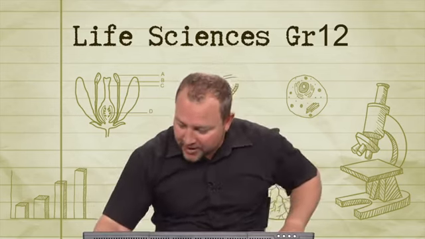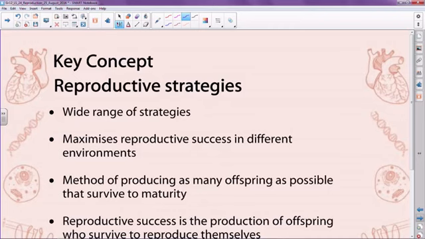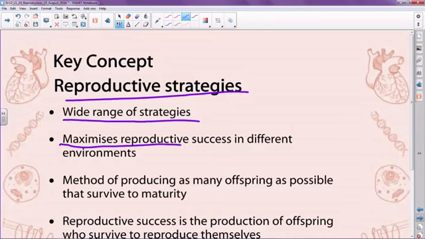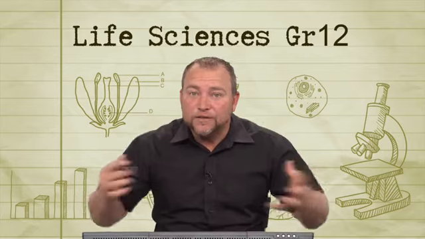The next thing that we're going to have a look at is reproduction strategies. This is a very important thing because this is how we start looking at certain things. There's a wide range of strategies. First of all, we want to maximize reproductive success in different environments. When you do that, that is a good strategy. You want to be able to survive in those specific places in different areas.